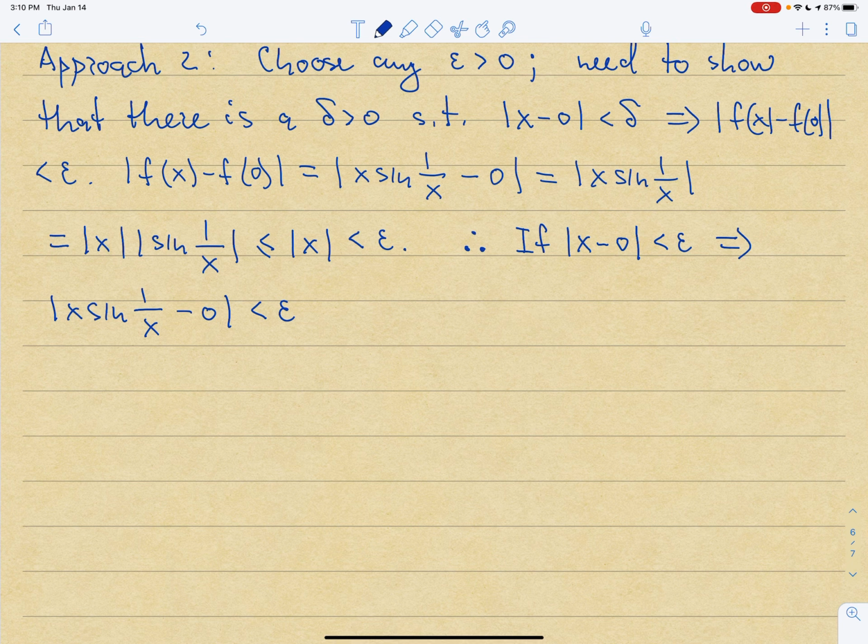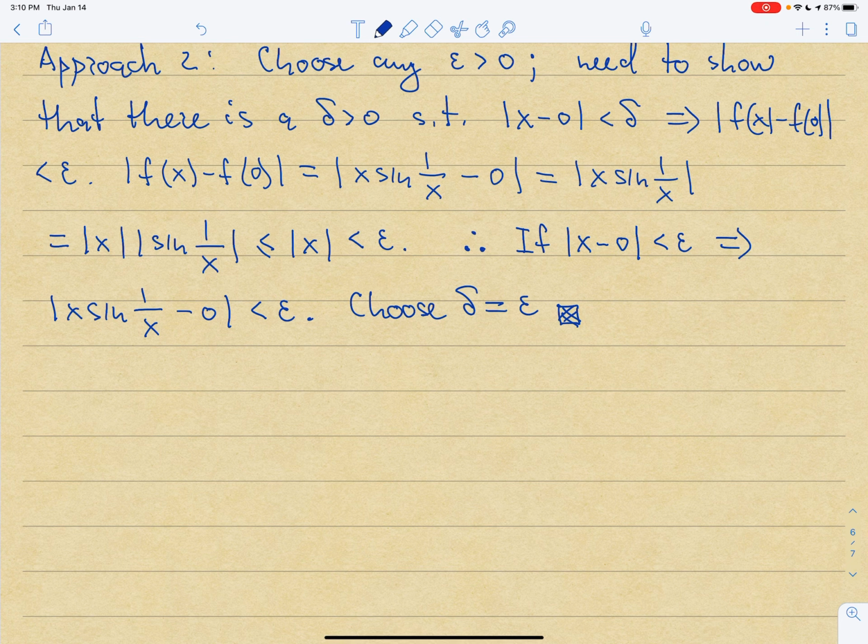So then clearly, if I choose delta to be equal to epsilon, I'm done, right? Because I pick epsilon. If I make absolute value of x minus 0 less than epsilon, then absolute value of f of x minus f of 0 is less than epsilon. So just take delta equal to epsilon. Okay.